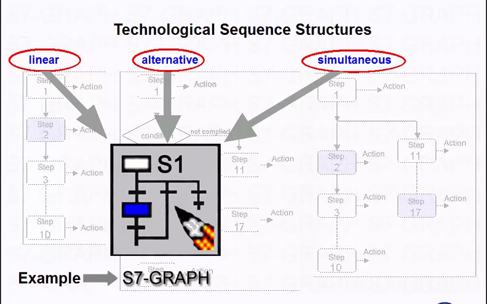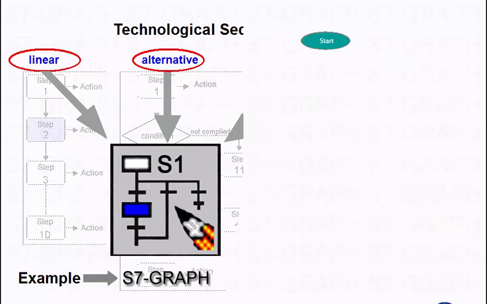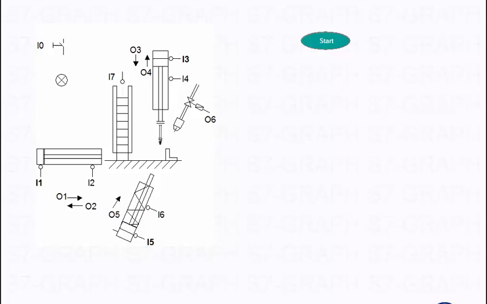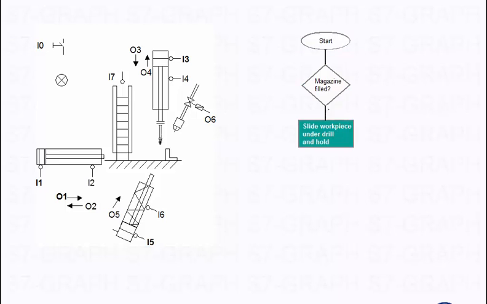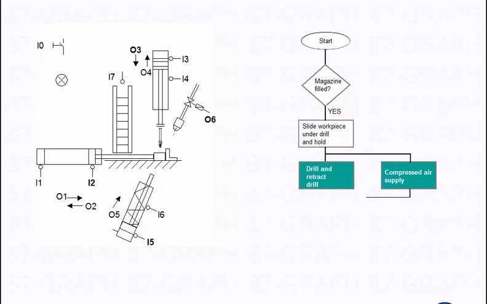In the following, we will look at a specific example in which we illustrate how the technological task of a drilling process is realized in an S7 Graph program. Our example has the following functionality. After pressing the button for starting the process, the cylinder slides the workpiece from the magazine to the drilling machine. The drill now drills a hole in the workpiece.